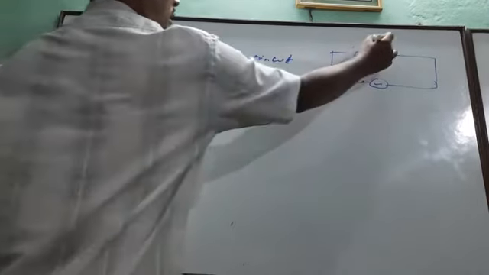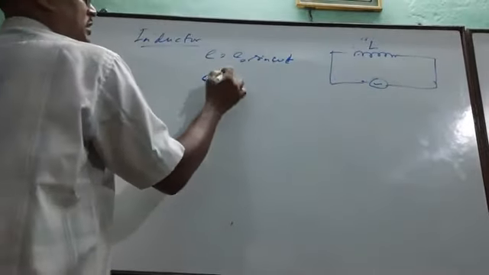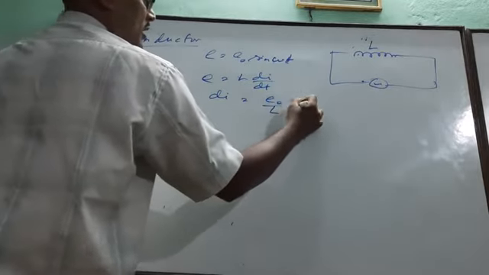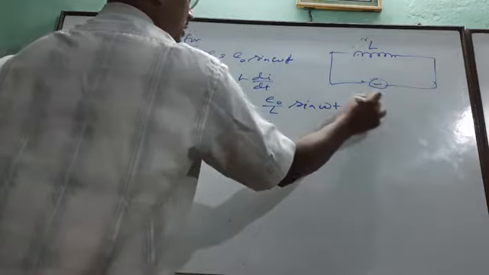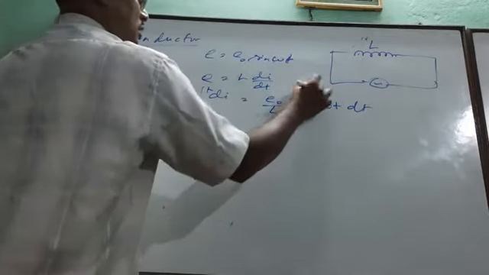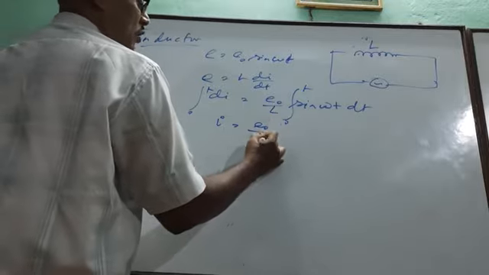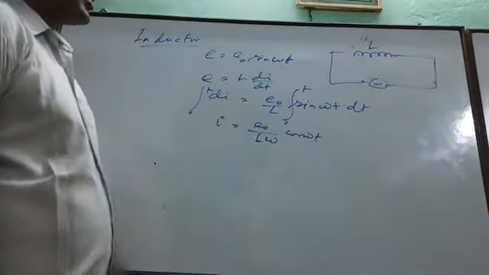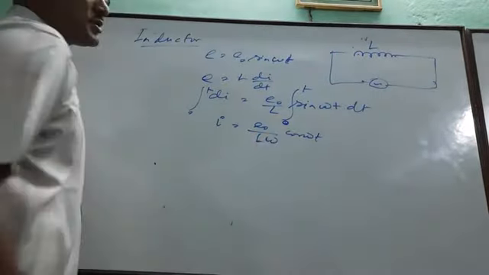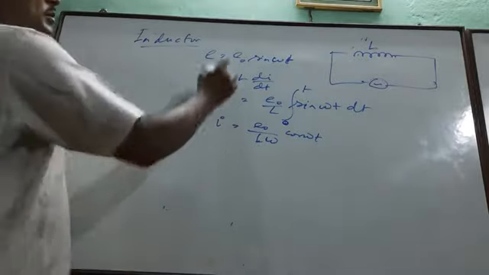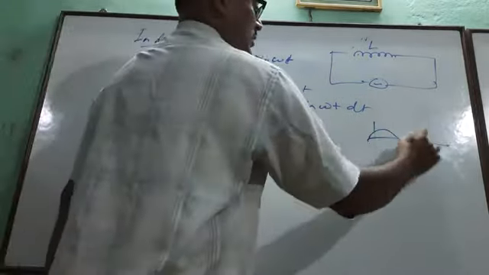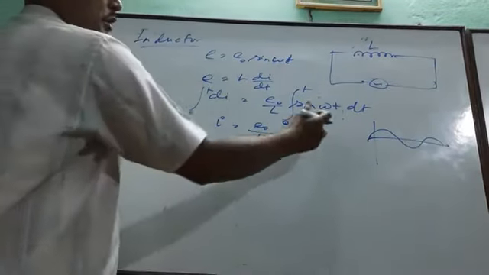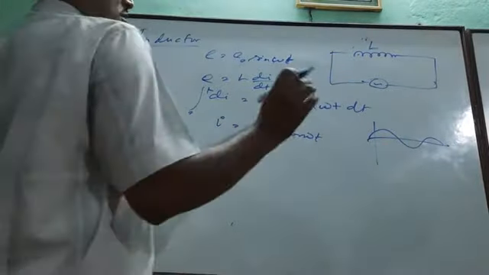Now for the inductor L, we know that E equals L di by dt. Then di equals E0 by L sin omega t dt. We can integrate from 0 to t. So I equals E0 by L omega cos omega t. Here it should come 1 minus cos omega t, because the value of cos 0 is 1. But you know that EMF is varying with time, so how can the current remain constant? So we have not considered the constant term.